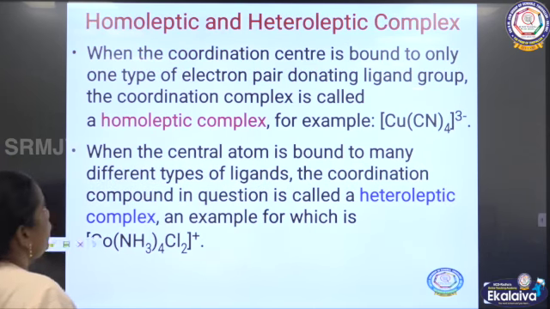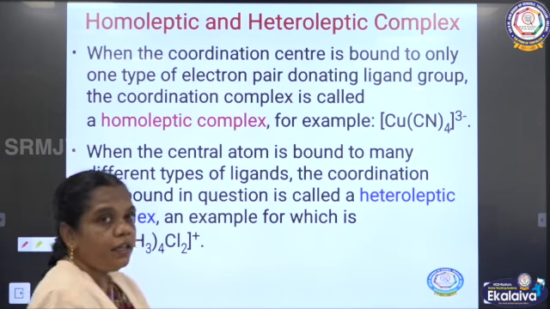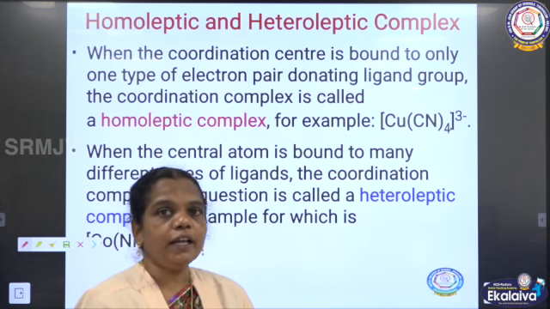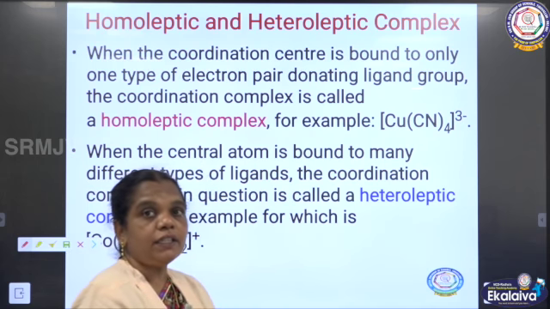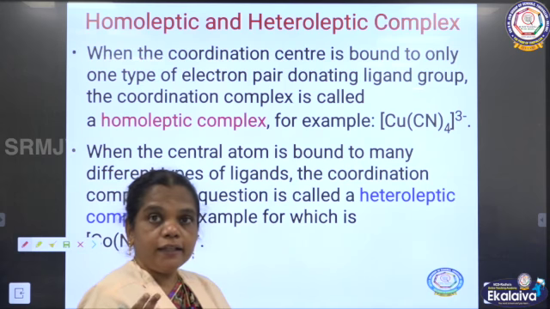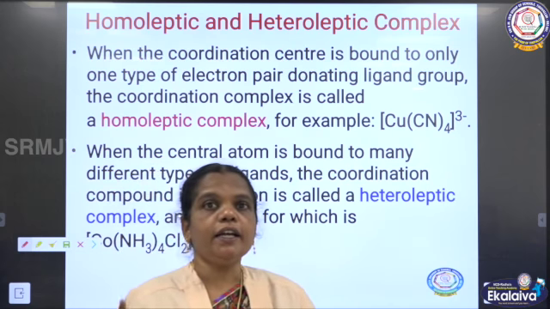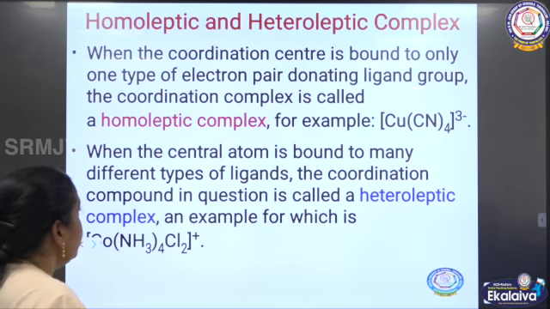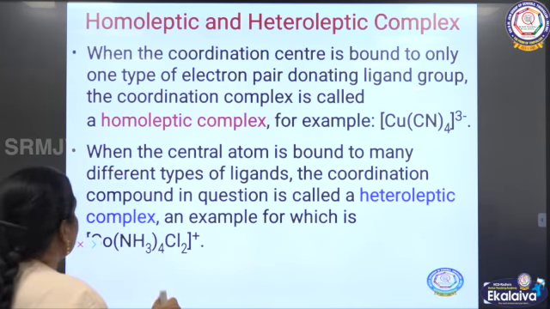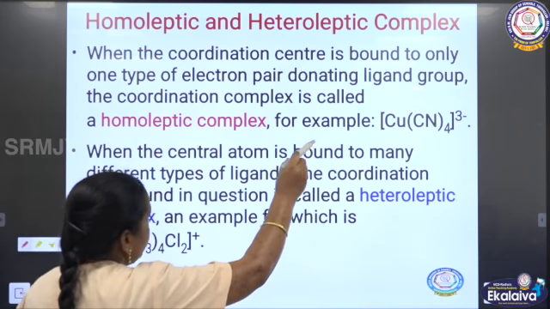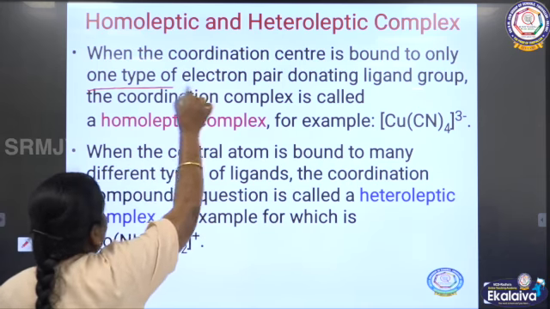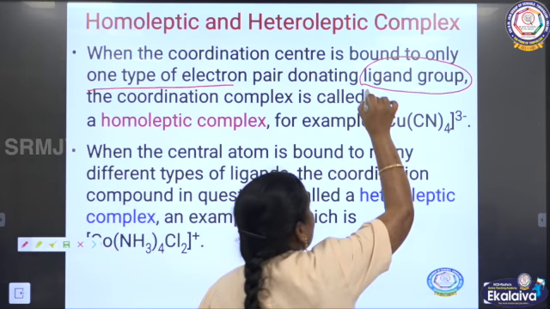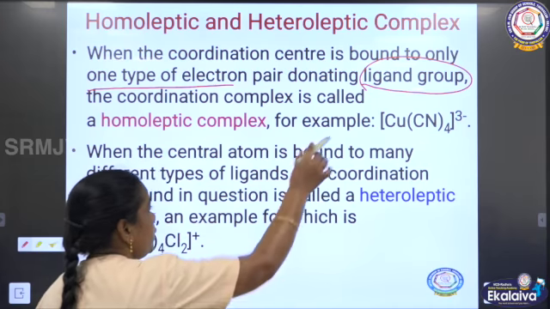And next we are going to learn about the homolytic and heterolytic complexes, based on the types of ligand. Homo means similar, hetero means different. If the coordination complex has the same kind of ligand, the ligands can be classified as positive ligand, negative ligand and neutral ligand. And here you can see that in the homolytic complex, the coordination center is bound with only one type of electron pair donor, that is the ligand group, only one kind.